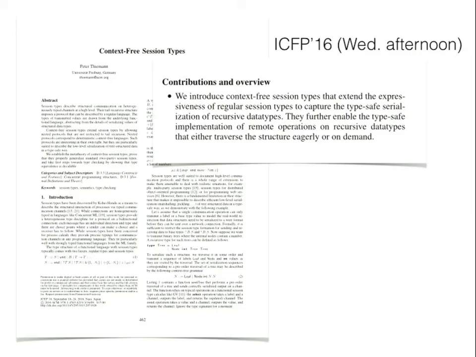Okay, so they have a type system that if the type system signs off on your program, then it means that when you go to serialize something that's a recursive data type, it's not going to fail at runtime. Okay, and that's a claim that can be made very precise.